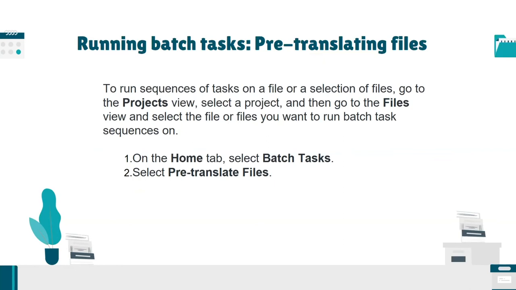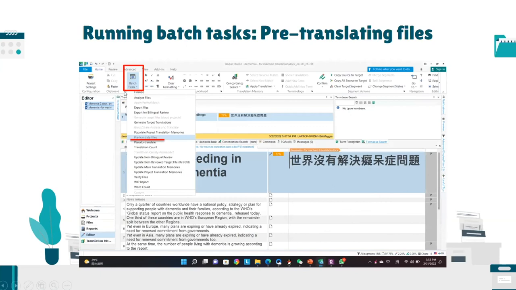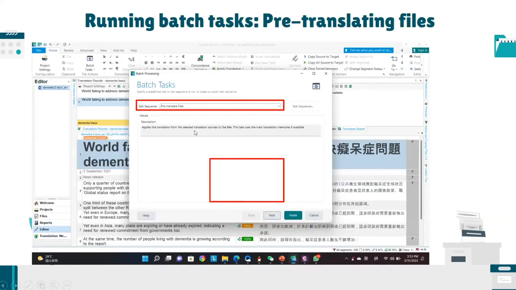To run sequences of tasks on a file or some selection of the files, we go to Project View, select a project, and then go to the Files view and select the file or files we want to run the batch task on. So we go to the Home tab, select batch task, and then select pre-translate files here. Here you can find File, batch tasks. We select it and we select pre-translate files from the drop-down menu. Here we choose the function task sequence, pre-translate files.